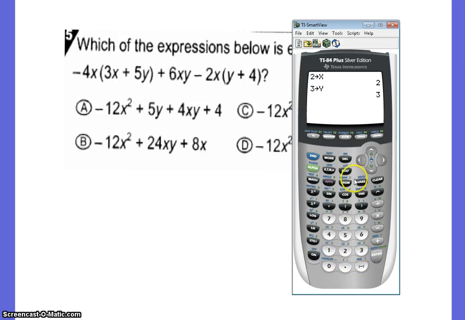So I've stored values. Okay, so now I'm going to put the problem they gave me in. Negative 4x, open, 3x plus 5y, so alpha 1, close, plus 6xy minus 2x, open, y plus 4.